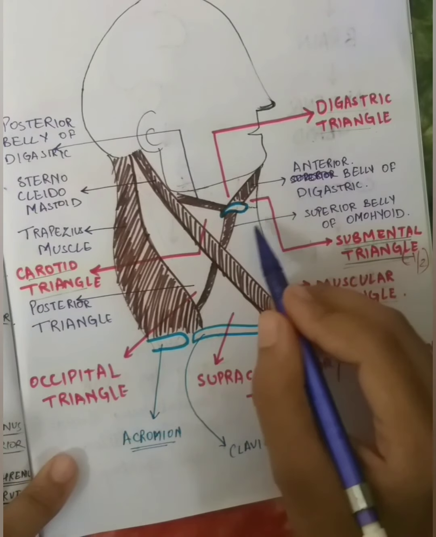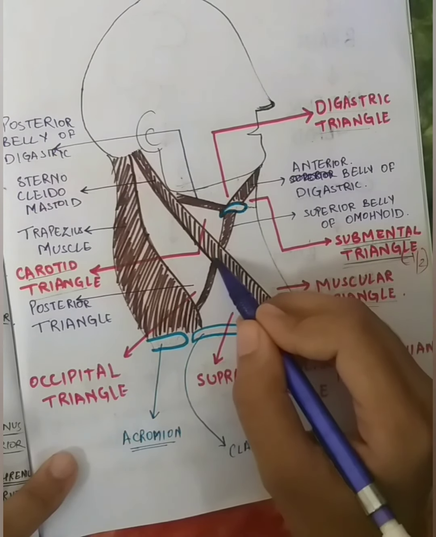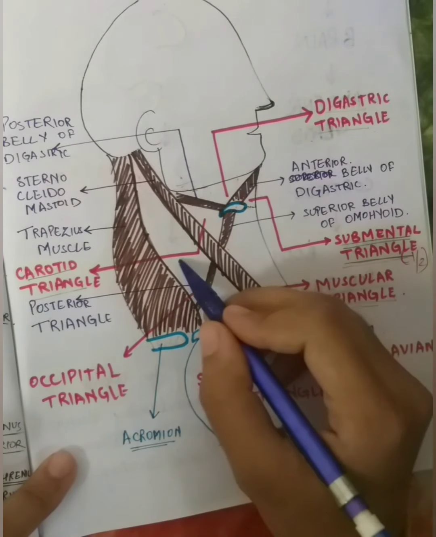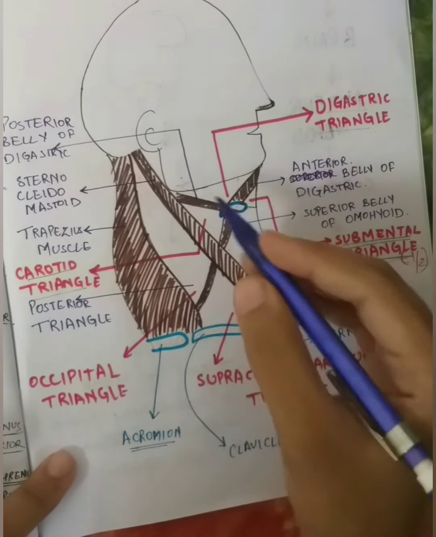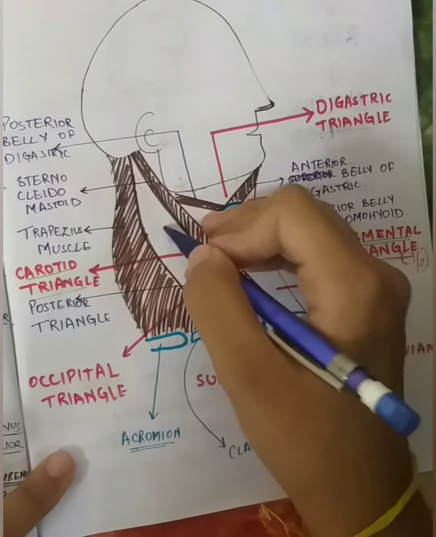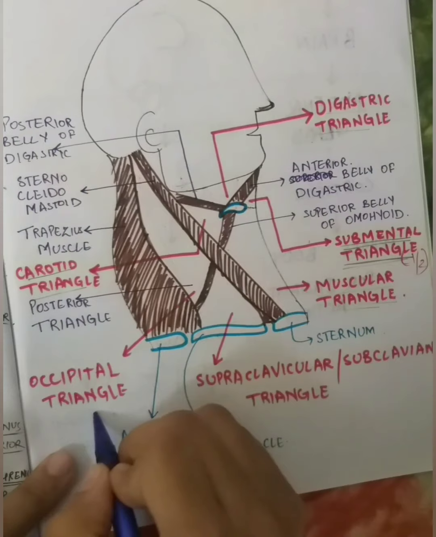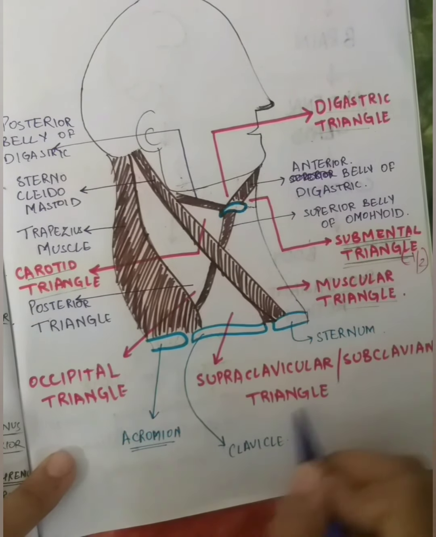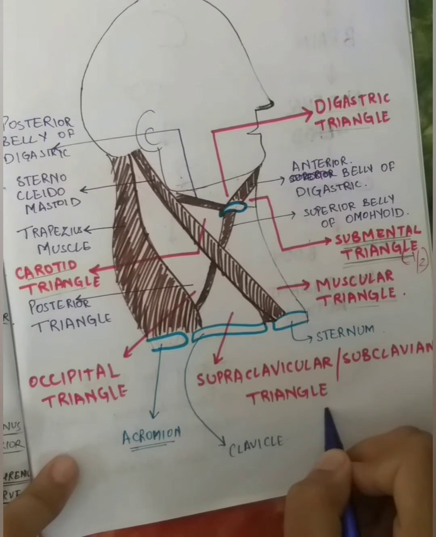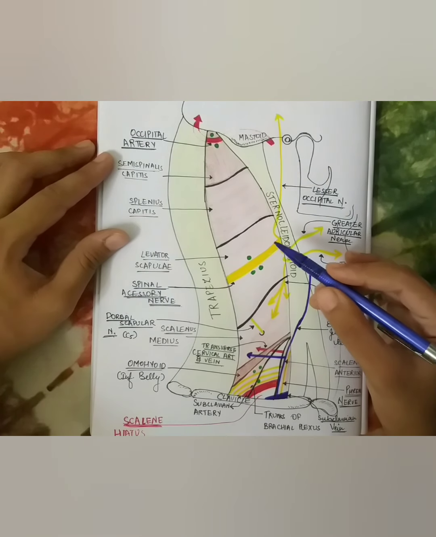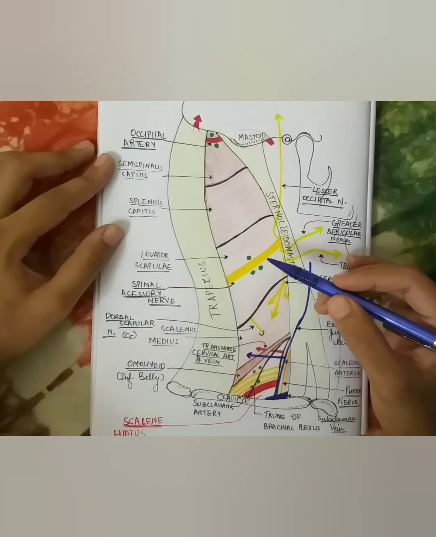Now, the superior belly of omohyoid extends backwards, forming the inferior belly of omohyoid and dividing the posterior triangle in 2 parts. The upper part of the posterior triangle is known as the occipital triangle and the lower part of the posterior triangle is known as supraclavicular or subclavian triangle. So over here I discussed all the 6 triangles in our neck. Now we'll see about posterior triangle in detail. First of all, we'll discuss about the boundaries of posterior triangle.